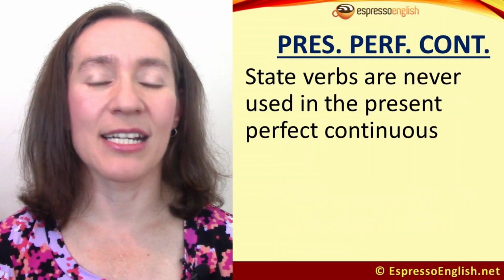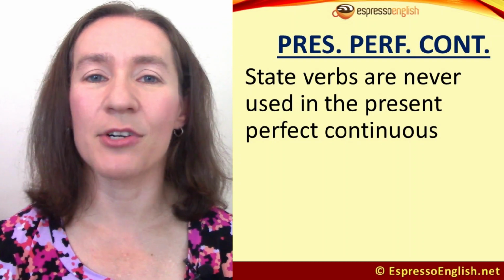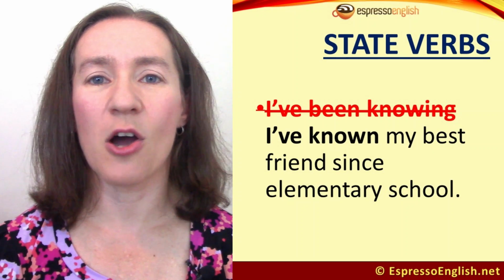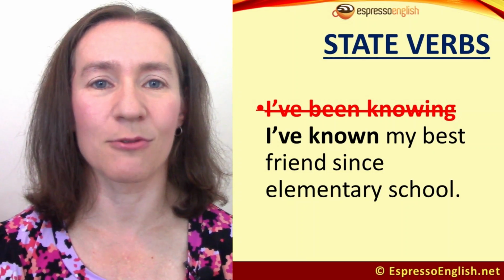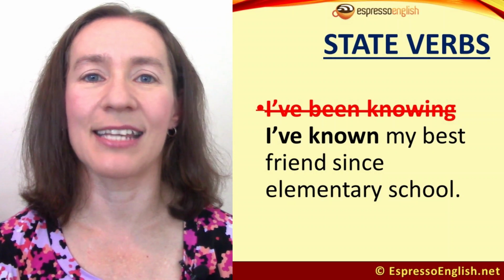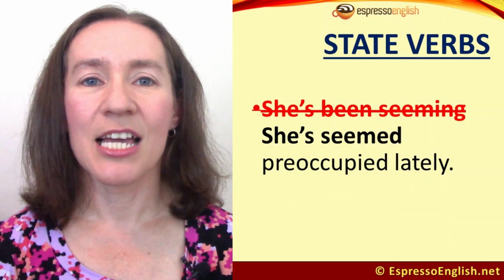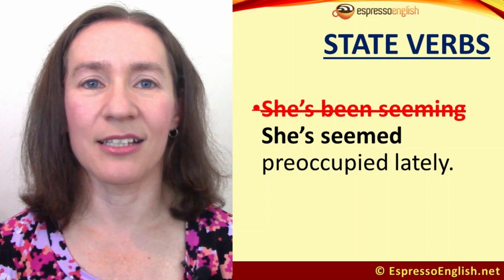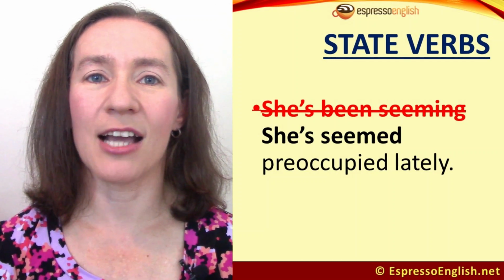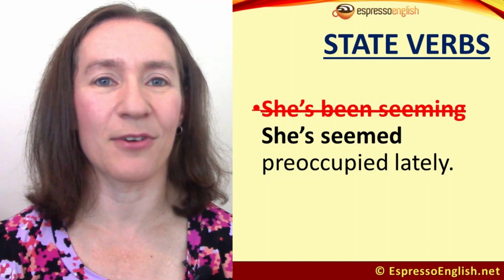One thing to remember is that state verbs are never used in the present perfect continuous. So don't say, I've been knowing my best friend since elementary school. The correct sentence is, I've known my best friend since elementary school. Don't say, she's been seeming preoccupied lately. You need to use the present perfect simple. She's seemed preoccupied lately because seem is a state verb.